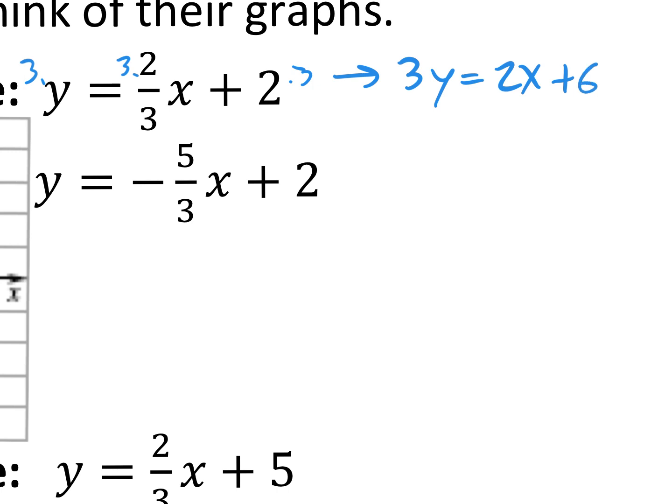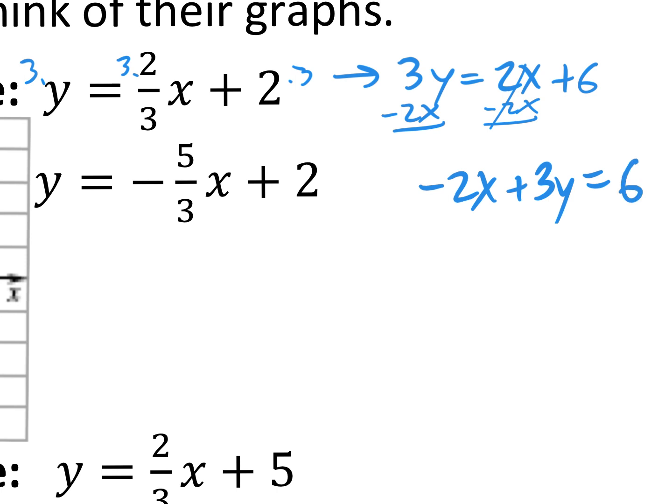And then I could move the 2x over here, and my new top equation would be a negative 2x plus 3y equaling 6. And then I could do the same for the bottom by multiplying by 3 to get rid of the fraction, everything by 3. That times 3, that times 3, that times 3. And that would give us a 3y equals minus 5x and then plus 6.